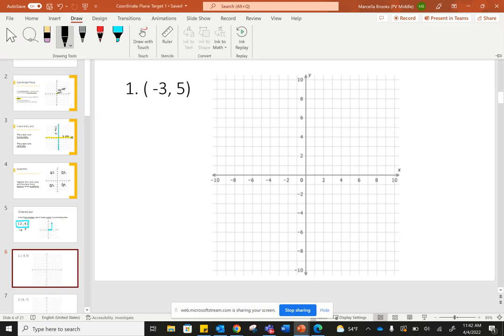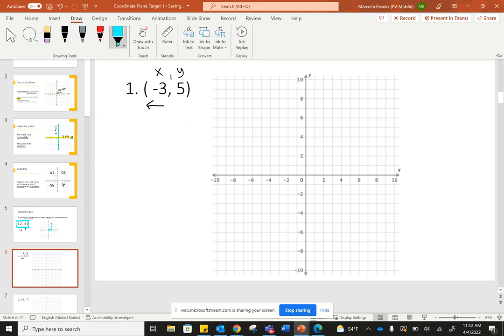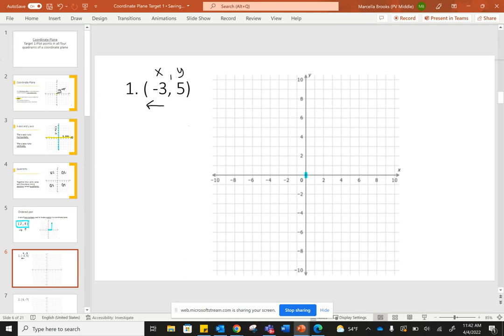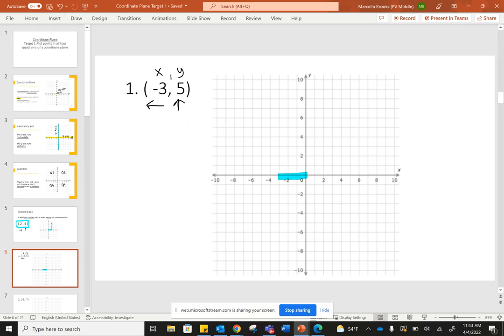Here we go. So we have a negative number as our x value. Remember, this is x, this is y. If it's a negative number, that means I'm going left. So I'm going to go left 3. Again, we always start at 0, 0, and we go left. So I'm going to go 1, 2, 3. It's not labeled, but it's between -2 and -4. You can count the lines here. And then the 5, the y value, tells me whether to go up or down. Since it's positive, that tells me to go up.